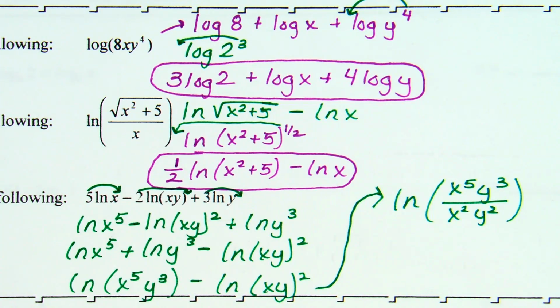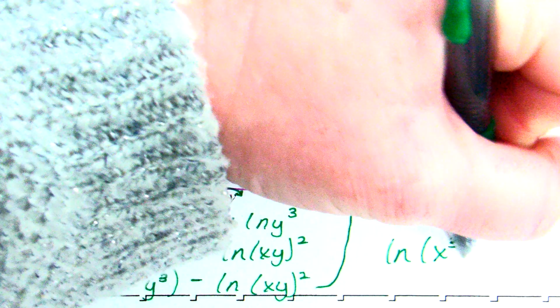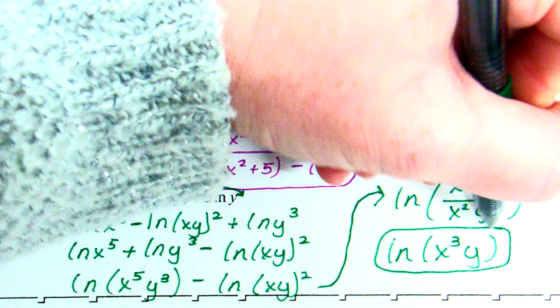What do you know about x to the 5th over x to the 2nd? X to the 3rd? What do you know about y to the 3rd over y to the 2nd? Why? Because when the bases are the same in a fraction, you keep the base, subtract the exponents. So this becomes natural log of x to the third y. Okay, that's a condensed example.